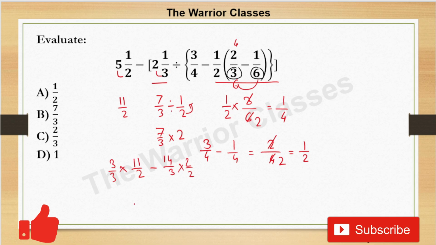So it is 3 multiplied by 11 is 33. In the denominator we have 3 2s are 6, minus here 14 2s are 28, divided by 3 2s are 6. Now in the denominator we have 6. I will subtract this. 33 minus 28 is 5. So 5 over 6. So the correct answer of the question will be 5 over 6. This is not given in the options.